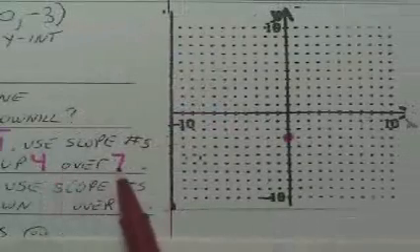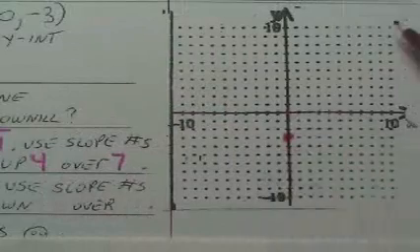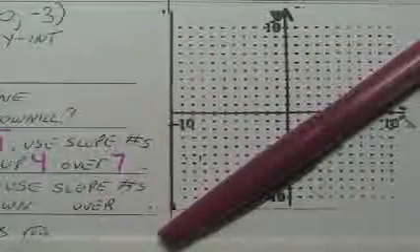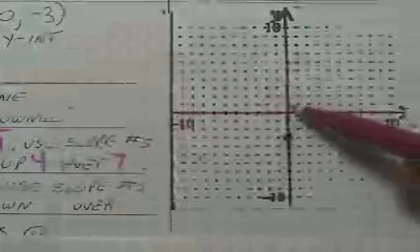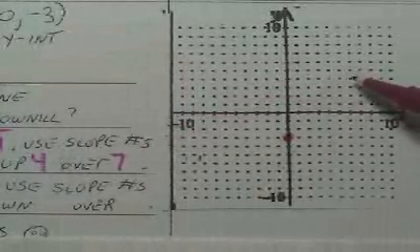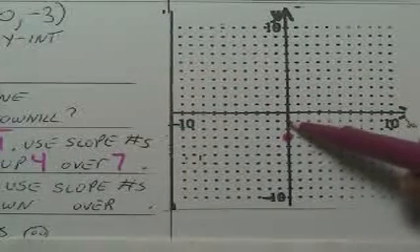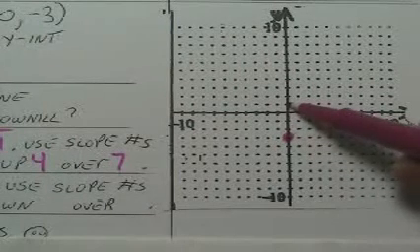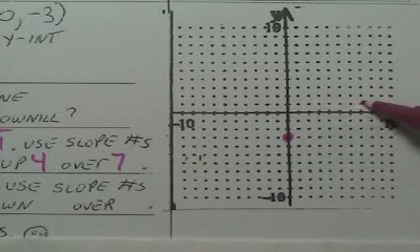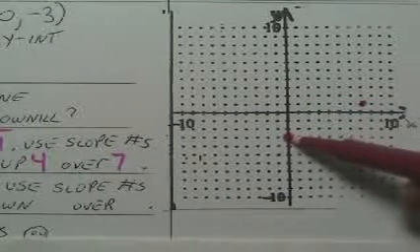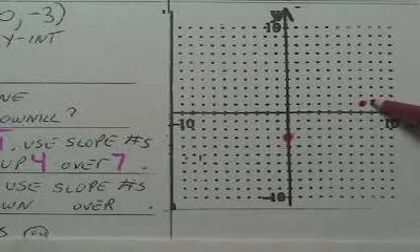Okay, remember, it's up 4 over 7, and it's positive. That means it's going to go uphill like this. So if I'm going to go up 4 over 7, I'm going to have to go this direction. So I'm going to go up 4: 1, 2, 3, 4, and over 7: 1, 2, 3, 4, 5, 6, 7. So I went up 4 over 7.